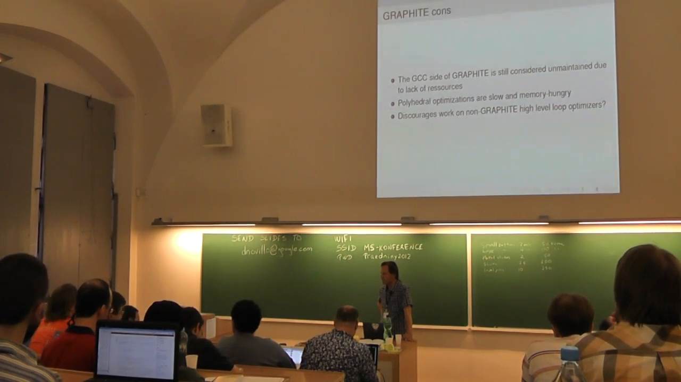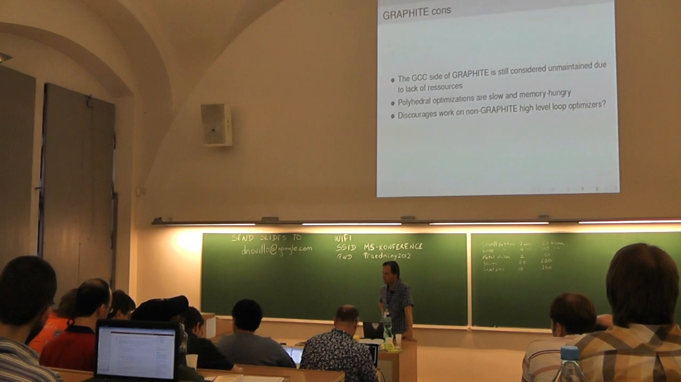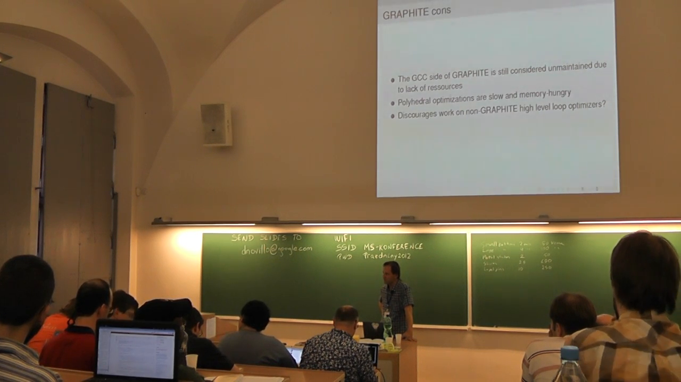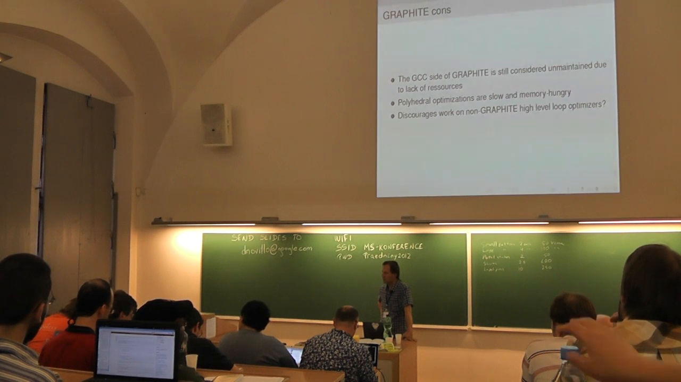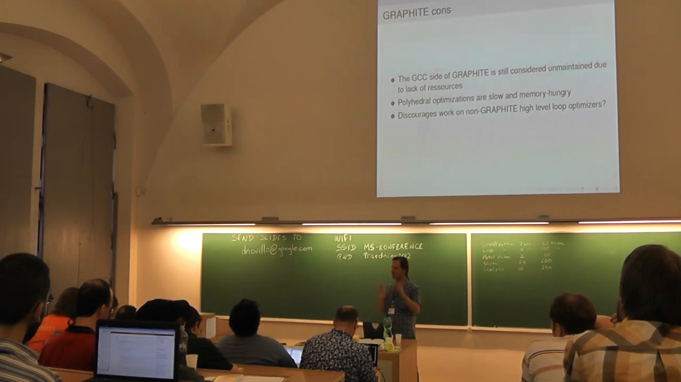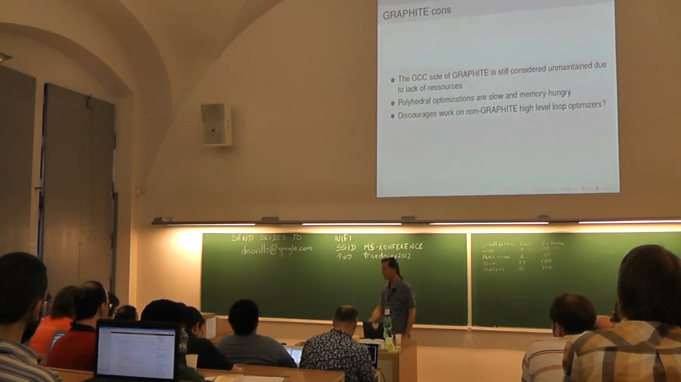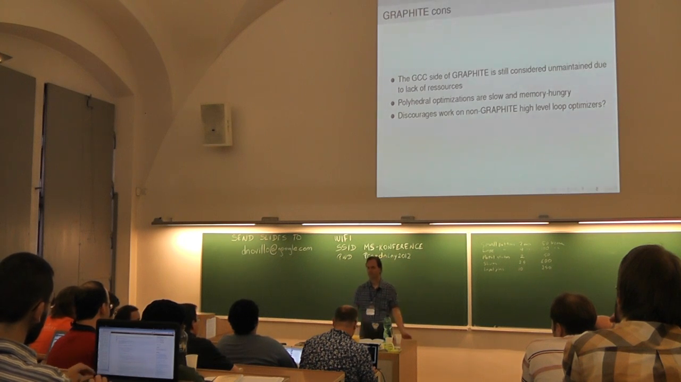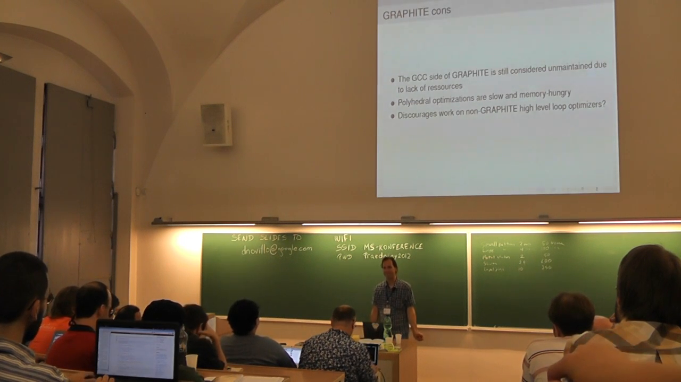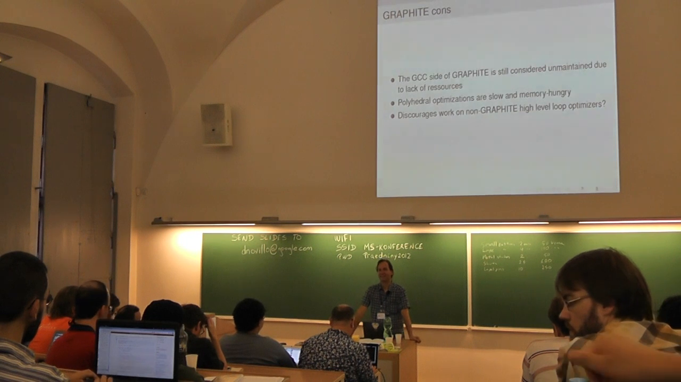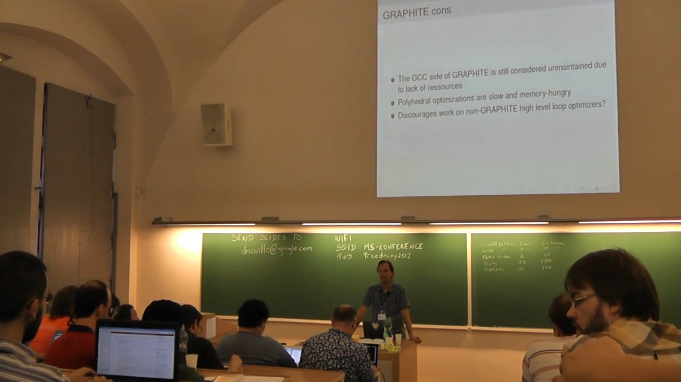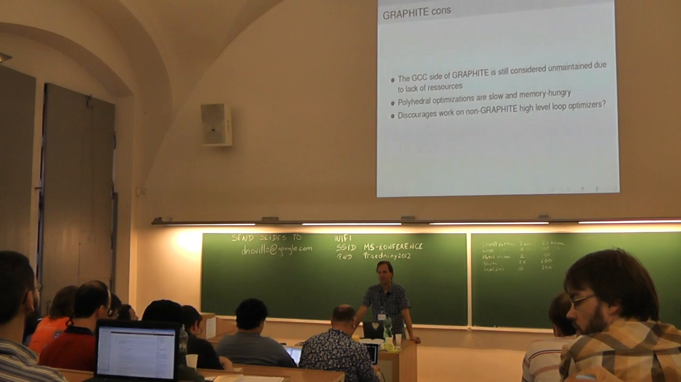Right. And also, I don't know how they do it nowadays, but there used to be a problem with debug info. They take the GIMPLE code and regenerate it from scratch. So the debug stuff is gone. But it's for the next phase. It uses integer linear programming, which is incomplete. Yeah. Therefore, it requires a lot of memory and it's very slow.